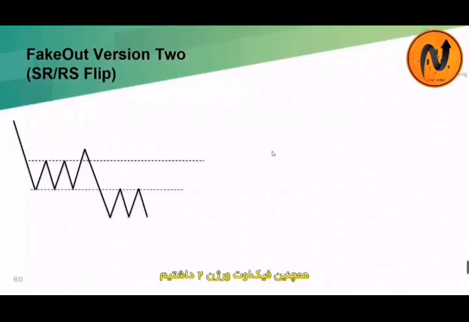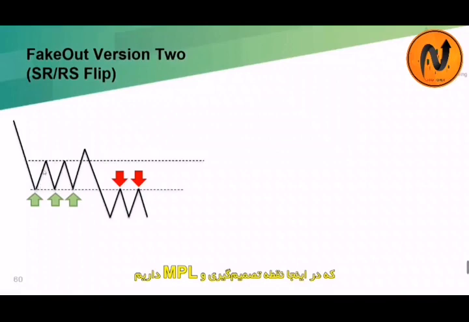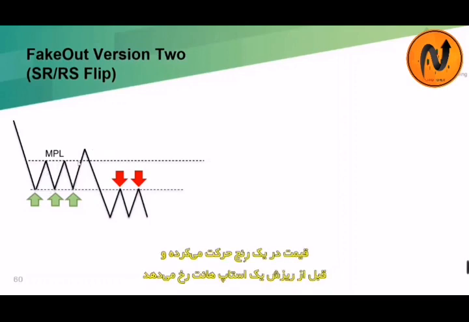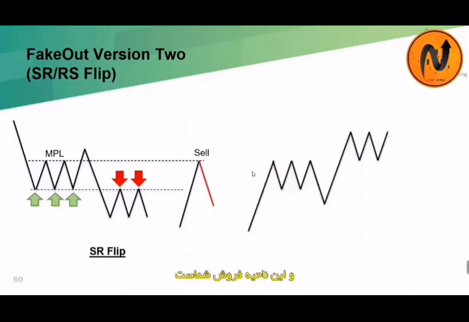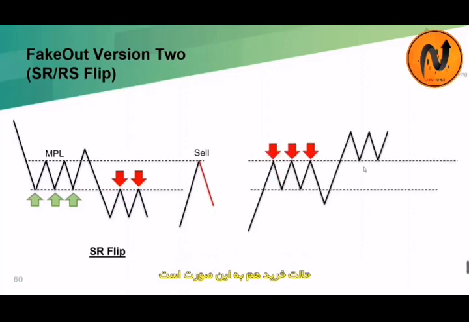Then, of course, we have fake out version 2, where there is what we call a decision point and an MPL, where the price is moving in a range before it has a stop hunt and punches down. Then the price returns, going against the previous support, which has become a resistance. That's why it's an SR flip, and it will sell over here. This is your point of selling. Take a look at the buy position.